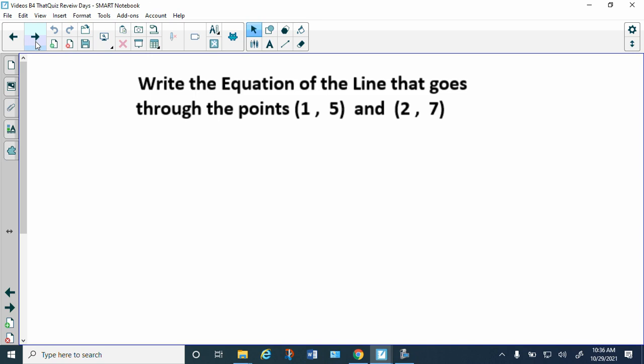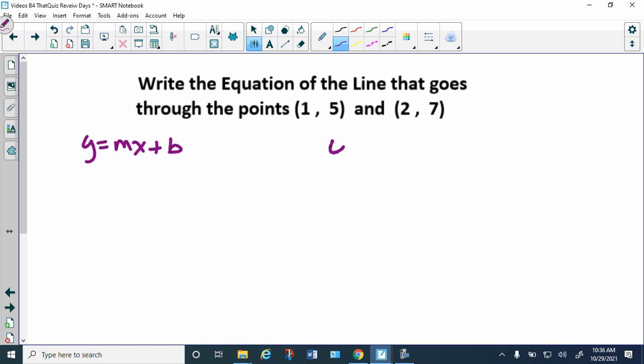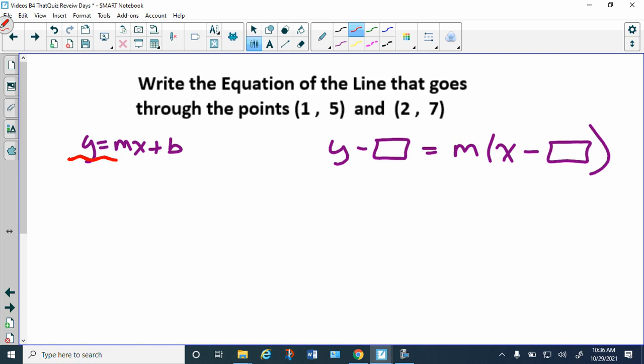You're going to see things like this on the retake, just like you saw them on the test. We're given two points, and we want to find the equation of the line that goes through them. We know that we're either going to use the equation y equals mx plus b, or we're going to use y minus y1. I like to use a box, so we're going to put the y value there, equals m times x minus the box. Sometimes when we're lucky, we'll get to use this equation. If they give us the slope and the y-intercept, man, that's a great equation. But they didn't give that to us, did they? They gave us 2 points.